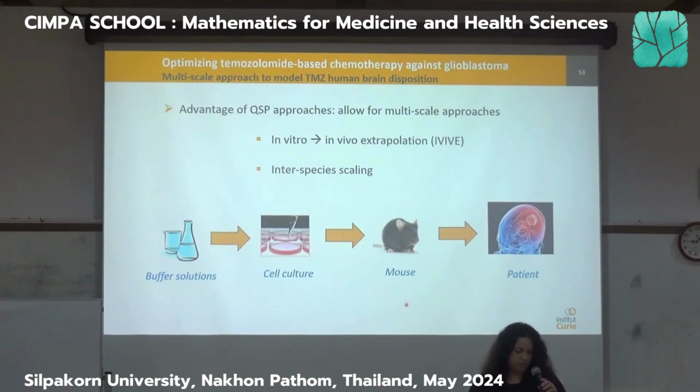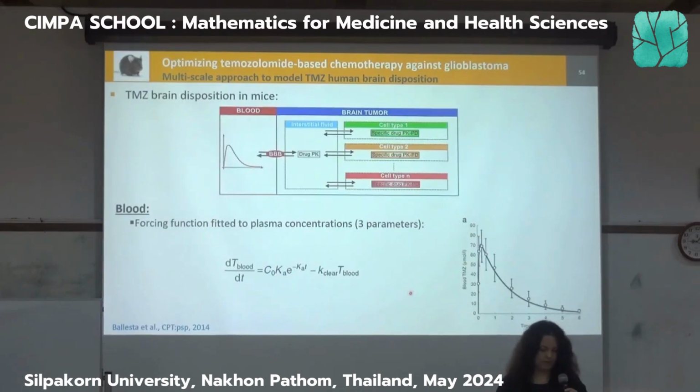I'm going to show you what we have done for temozolomide. So let's start first. Here we are at the level of the cell culture, and the idea is to go to the mice. We want this type of model, where you have the compartment of brain tumor. Here we are going to have only one cell type, but I show several just to let you know that we can do several. This green compartment is the same as the intracellular compartment that we had in the models, and the interstitial grid is equivalent to the extracellular compartment.